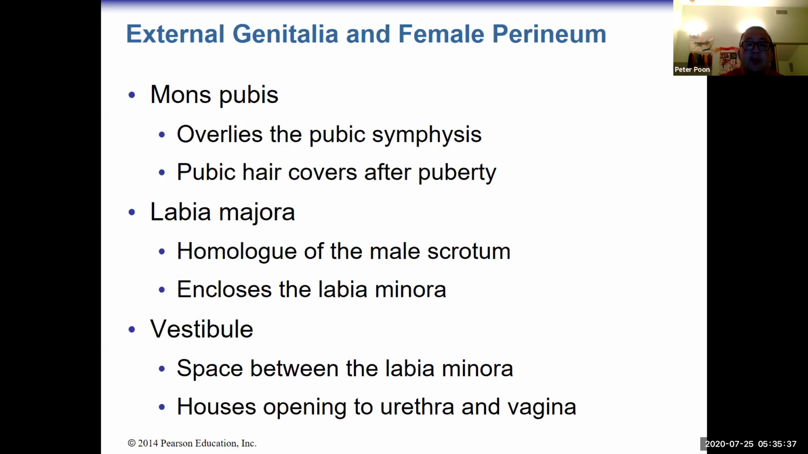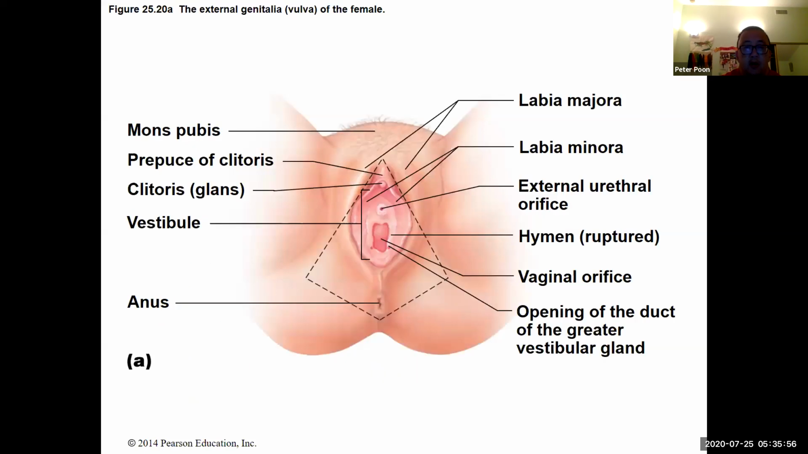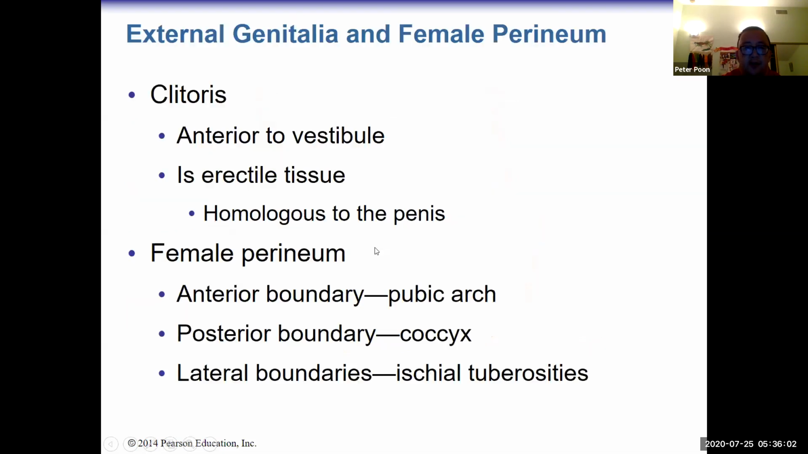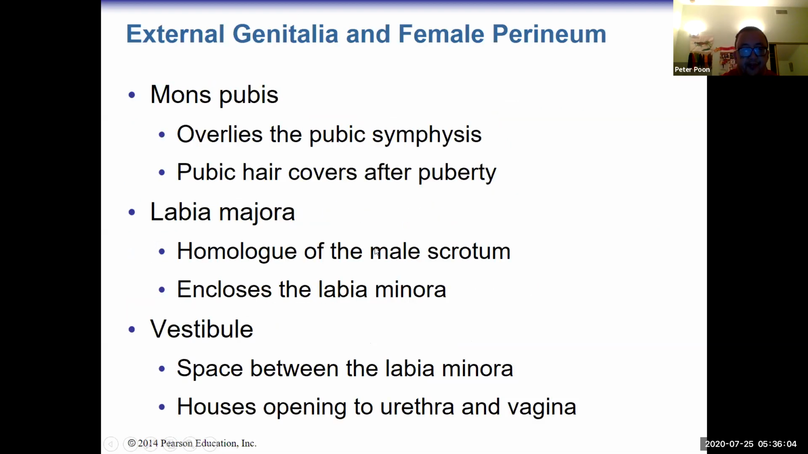The vestibule is a space between the labia majora and between the two lips of the labia minora. And that houses the opening to both the urethra and the vagina. So urethra, vagina.